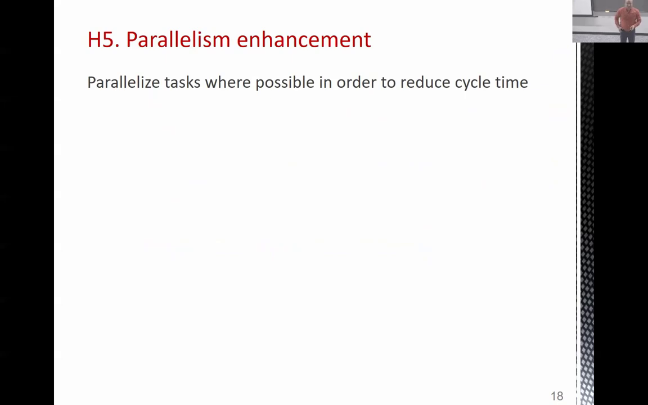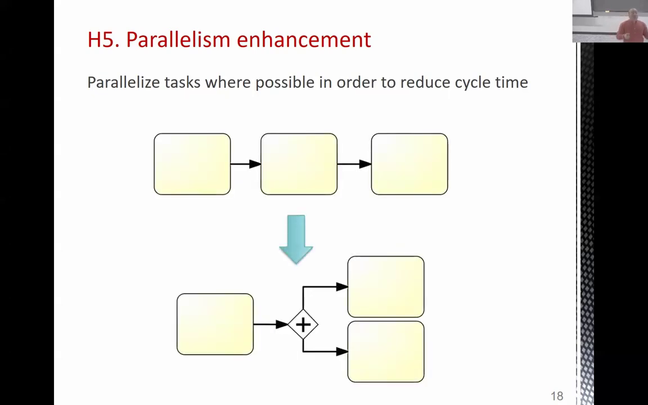The fifth redesign heuristic, and we are already a bit more than midway through it, is parallelism enhancement, which means consider making multiple tasks in parallel. And what does that give you? When you parallelize two tasks, when you make them in parallel instead of in sequence, you eliminate the waiting time between these two tasks. And by making them parallel, you reduce the overall cycle time, because remember, the cycle time of a parallel block is equal to the maximum of the cycle times of the tasks in the block, as opposed to the sum. And always, the sum of two numbers is larger than the maximum of those two numbers. So by putting them in parallel, you are reducing the cycle time.